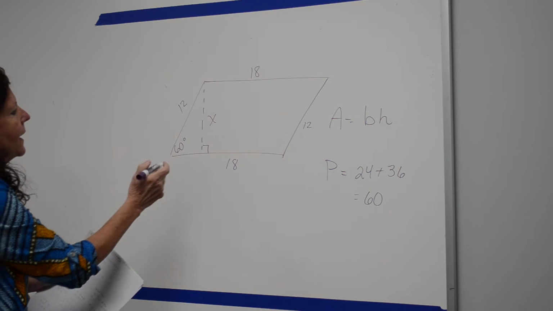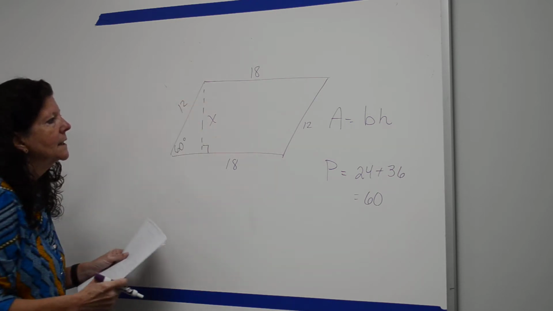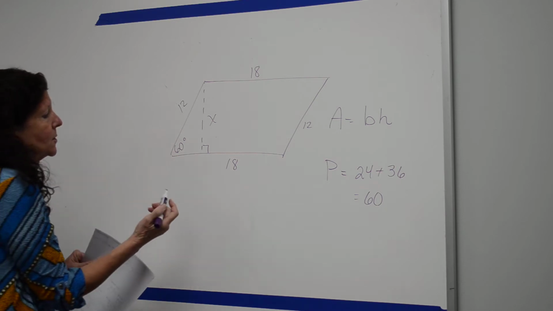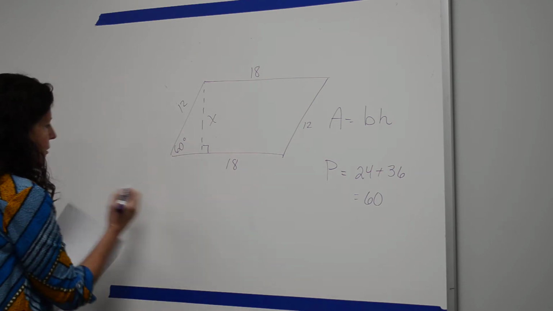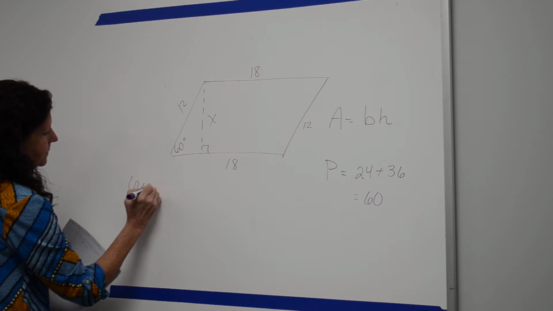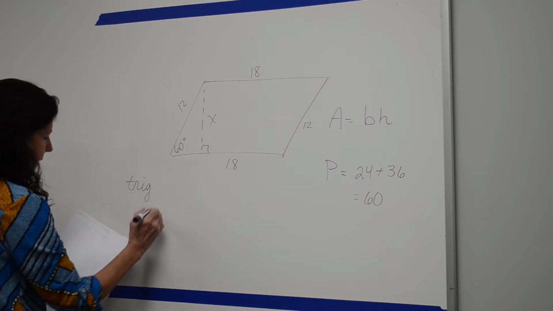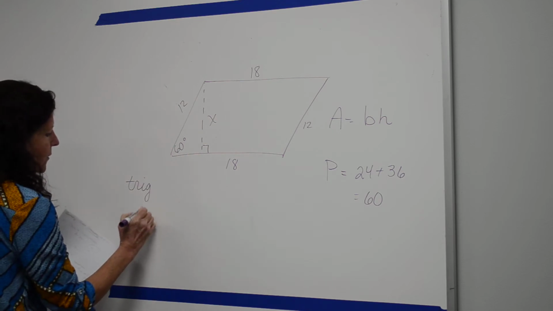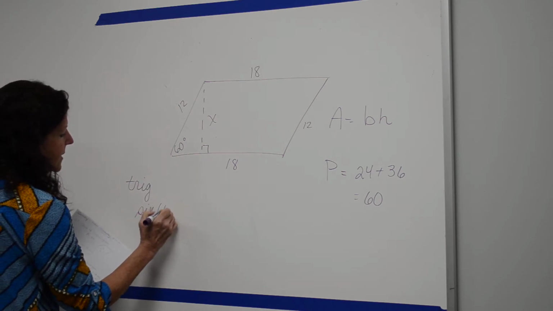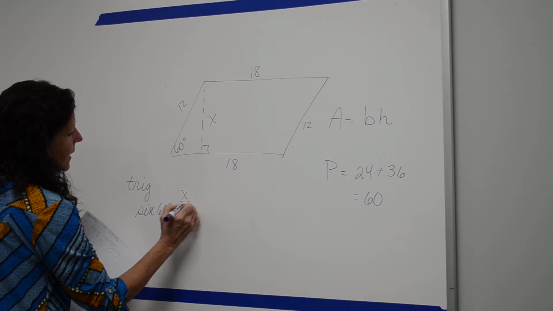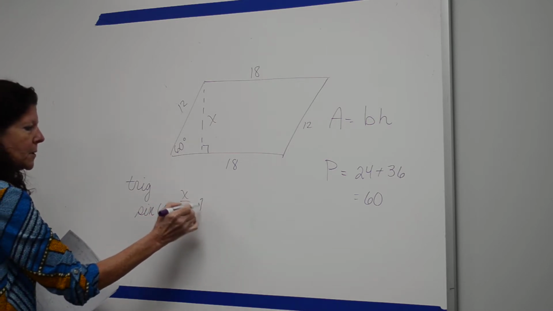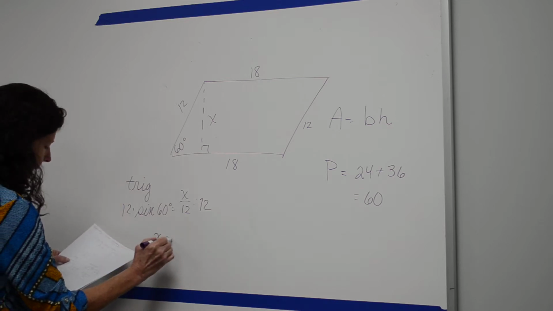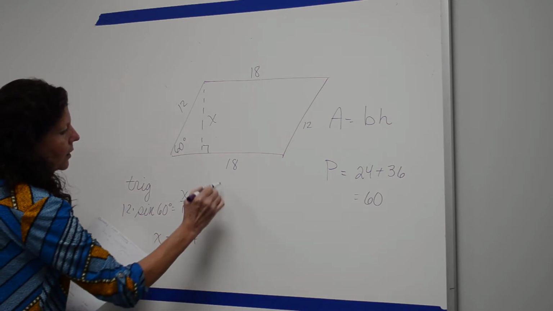But let's go back to the area. Somehow I have to find the measurement of x. I can either use trig or I can use special case triangles. If I use trig, I'm standing here, so I need to know opposite and I know hypotenuse. So if you remember right, that would be the sine of 60 is equal to x over 12. I would multiply both sides by 12, and I would find out that x is equal to 10.4.